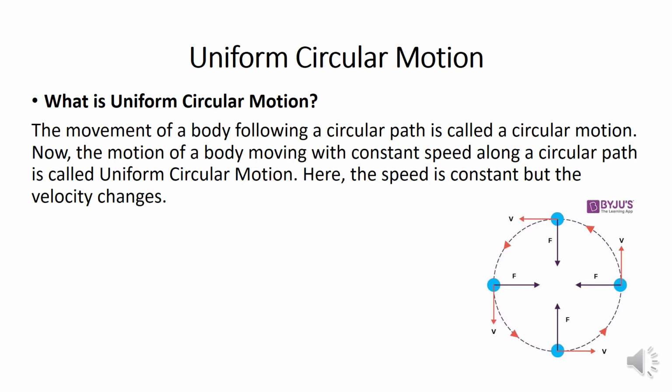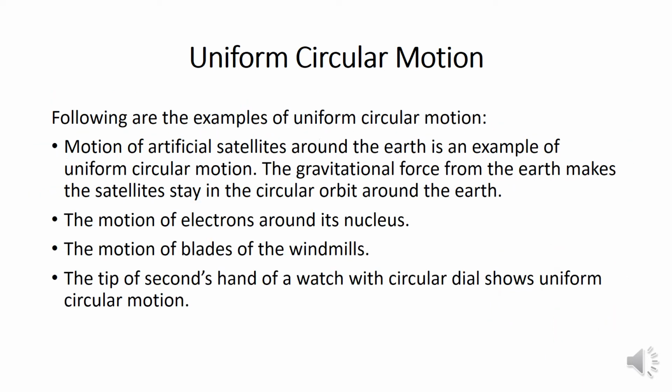Since the acceleration is perpendicular to the velocity of the particle at every instant, it is only changing the direction of the velocity and not the magnitude. And that's why the motion is called uniform circular motion. And we call this acceleration centripetal acceleration.